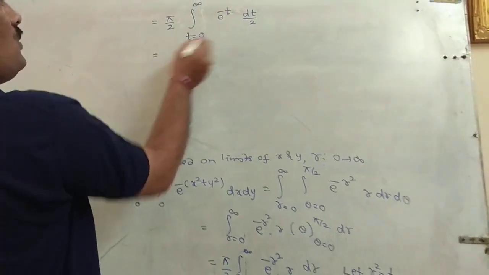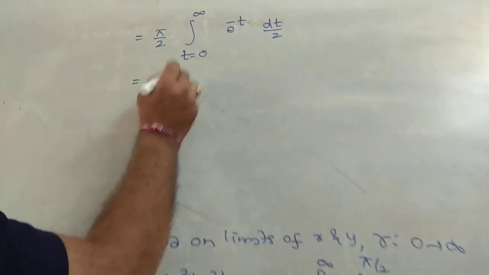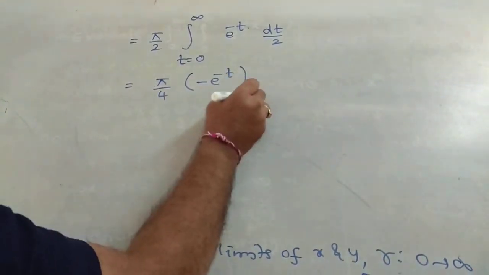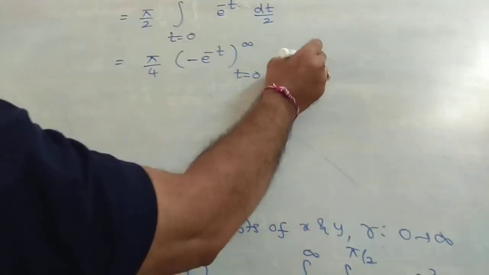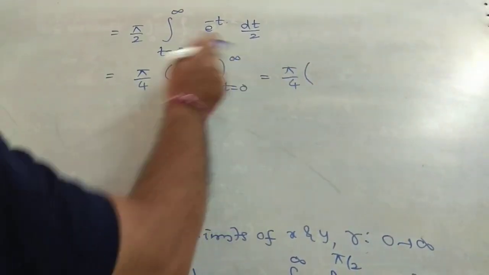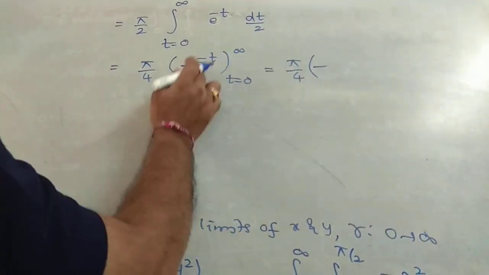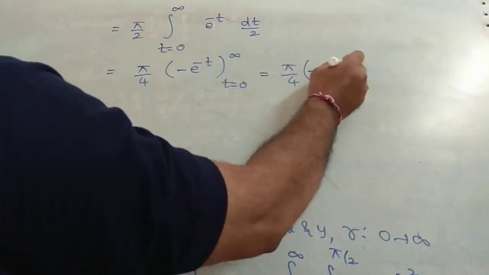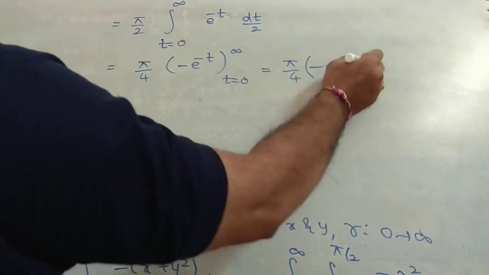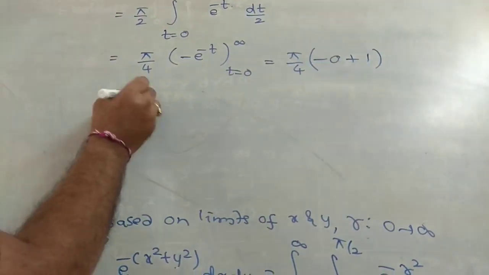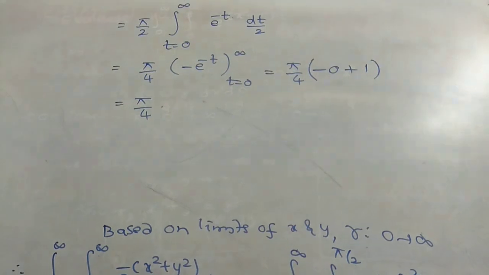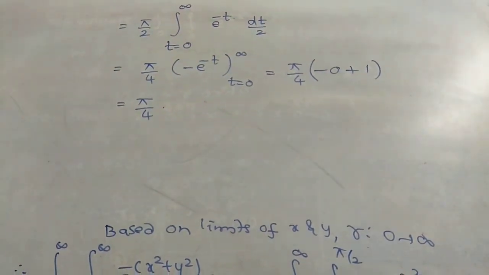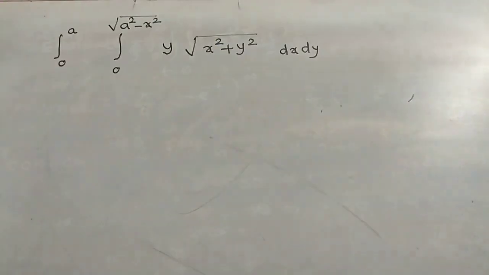So directly that 2 is a constant, it is pi by 4. Integral of e power minus t is minus e power minus t. The t limits 0 to infinity. Substituting your upper limit, minus e power minus infinity is always equal to 0, and minus of minus means plus, t equal to 0, it is 1. So the final answer is pi by 4. This is your calculation of a double integral by changing into polar coordinates.